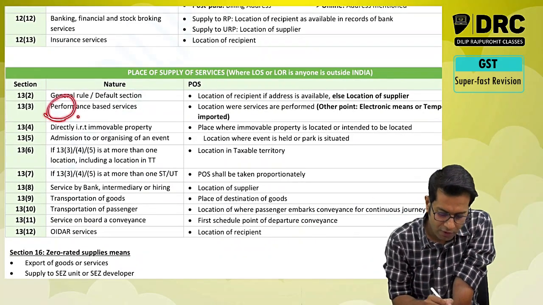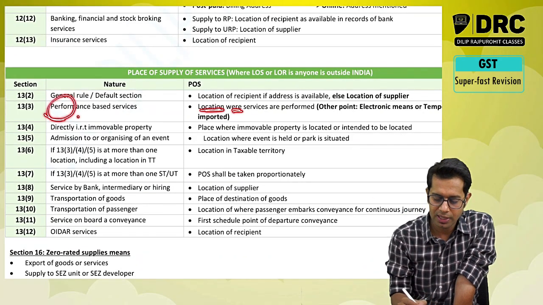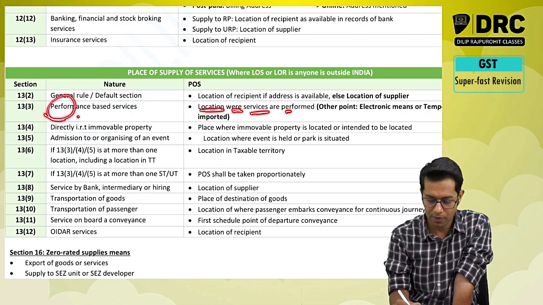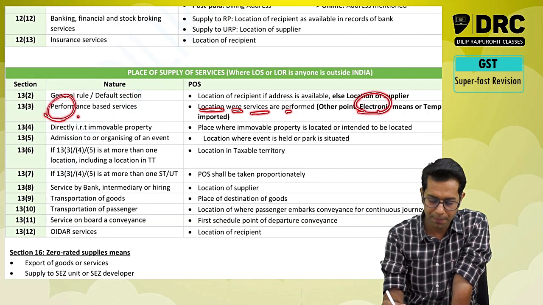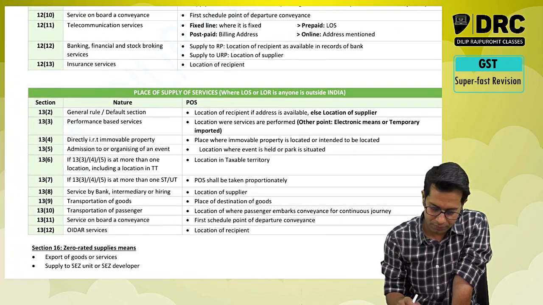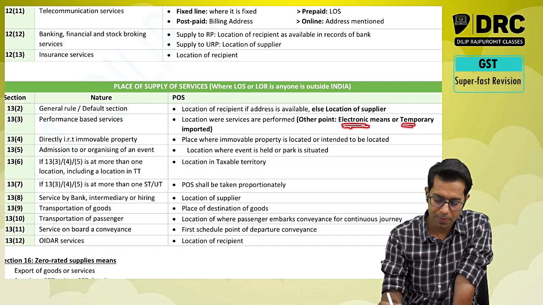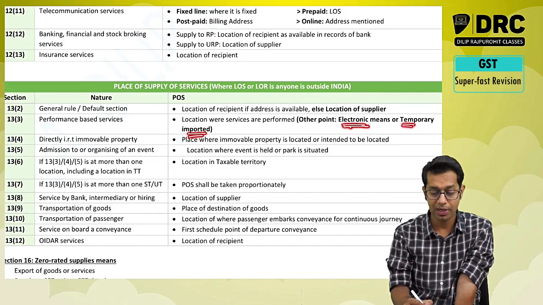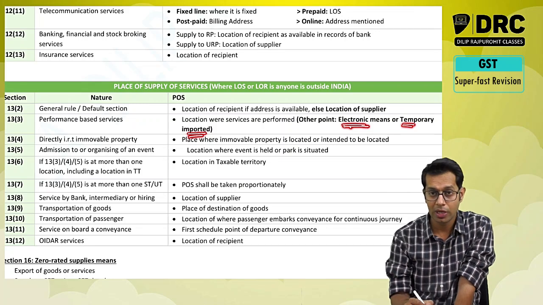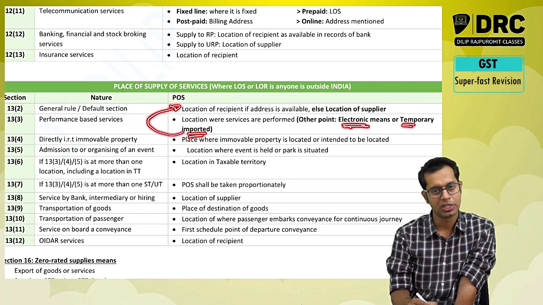In case of performance based services, location where the services are performed will be taken as place of supply. If the services are provided through electronic means, or if you are importing any goods into India on temporary basis, then you will apply section 13 subsection 2.